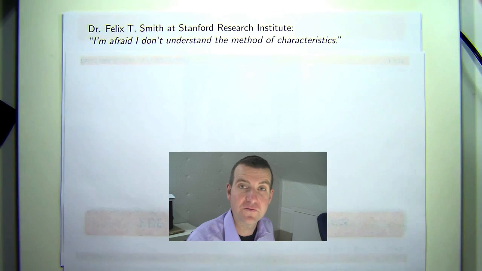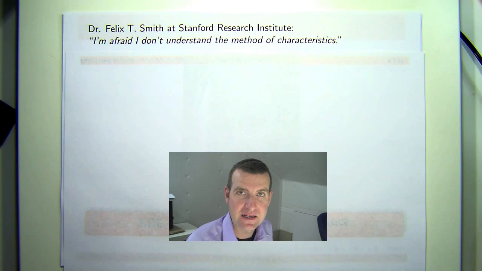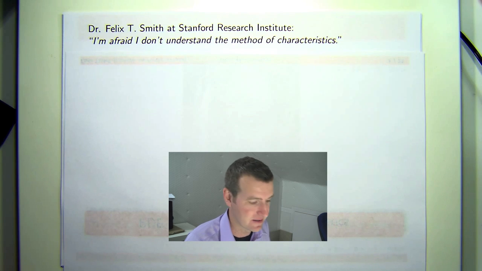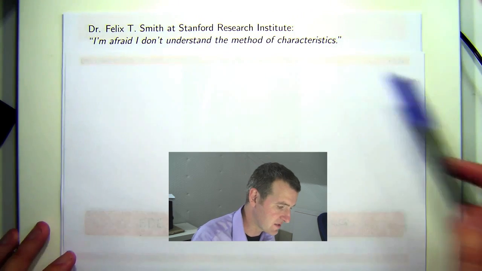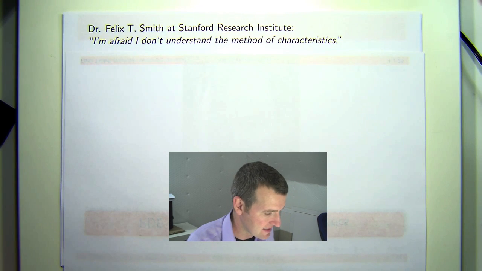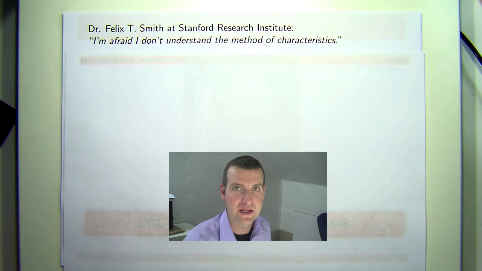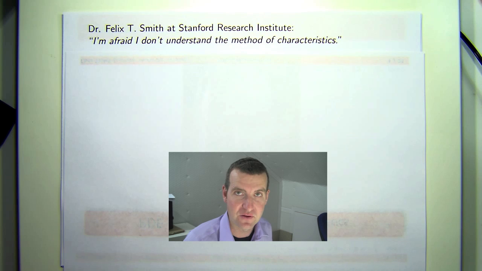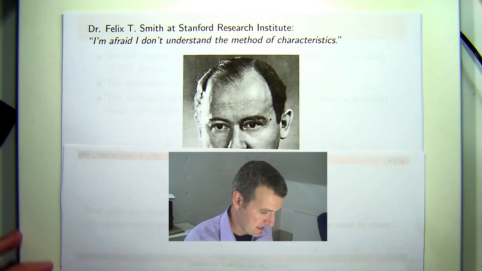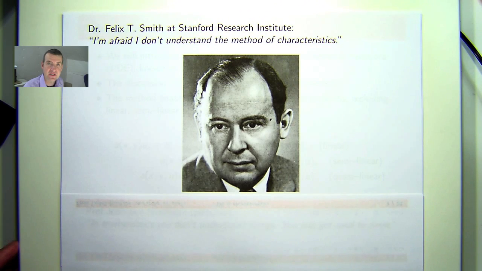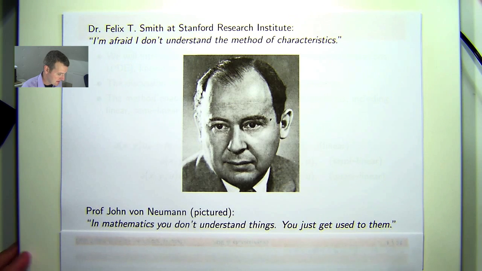Now there's a famous conversation regarding the method of characteristics between a physicist and a mathematician. So the physicist, Dr. Smith at Stanford, says, "I'm afraid I don't understand the method of characteristics," when the method was suggested to solve a difficult problem. To which the mathematician John von Neumann replied, who's pictured here, "In mathematics, you don't understand things, you just get used to them."